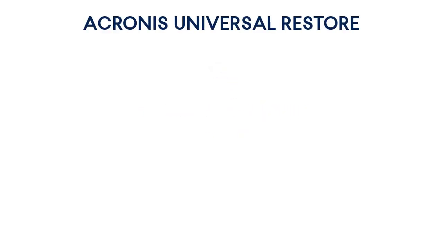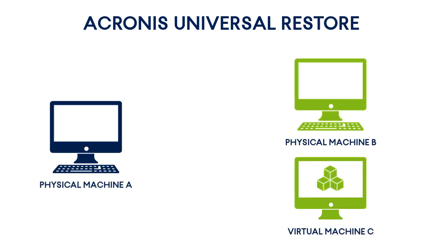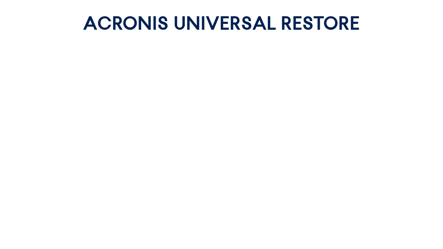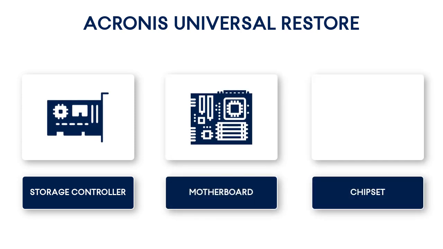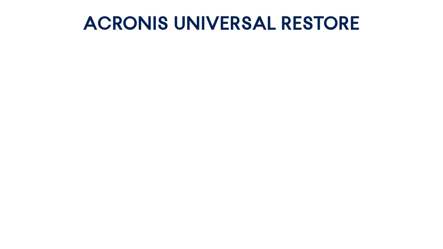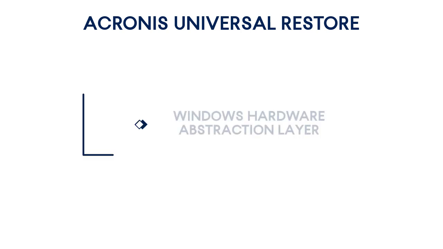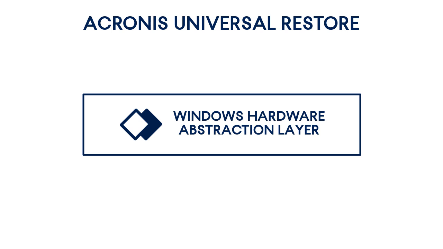In this video, we'll show you all the tips and tricks related to the Acronis Universal Restore, a unique technology developed by Acronis that allows you to recover and boot up an operating system on dissimilar hardware or a virtual machine. It handles differences in devices that are critical for the operating system startup, such as storage controllers, motherboard, or chipset. From the technical viewpoint, Acronis Universal Restore allows changing the so-called Windows hardware abstraction layer.